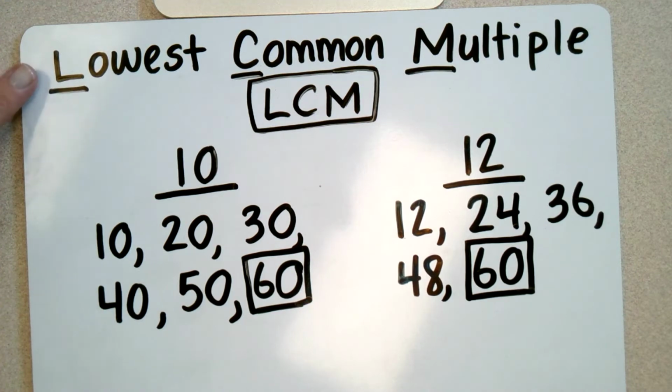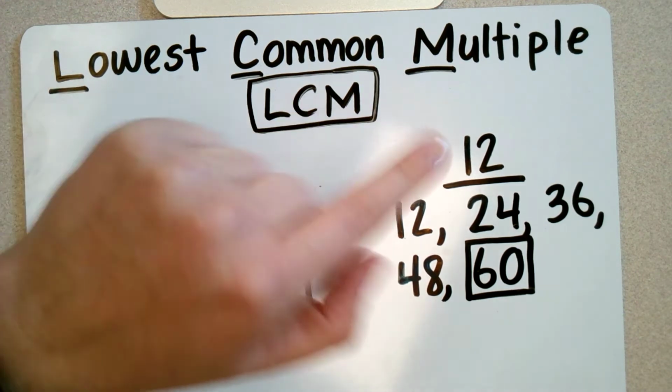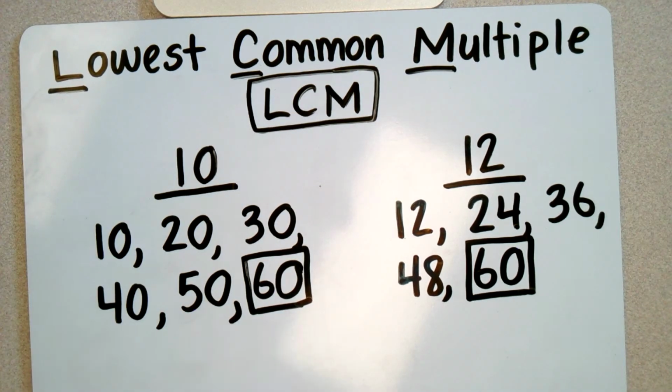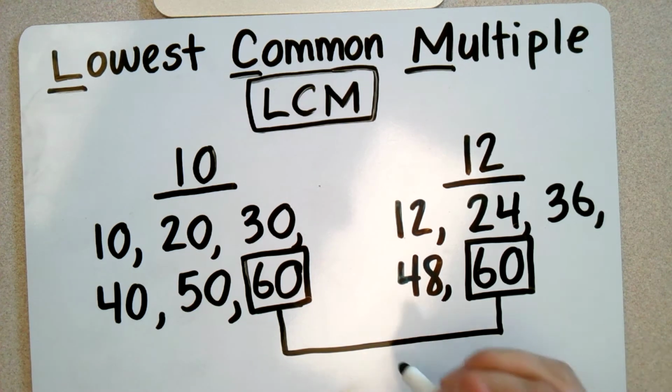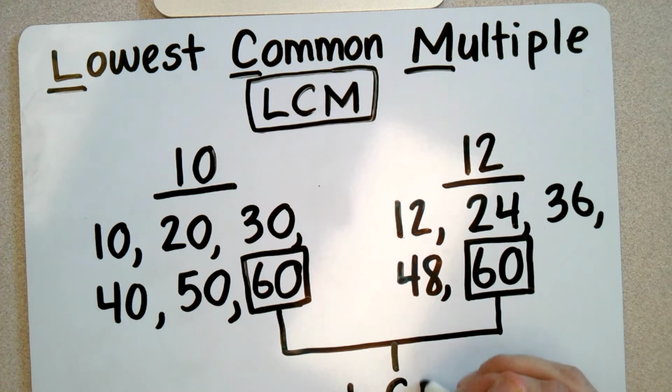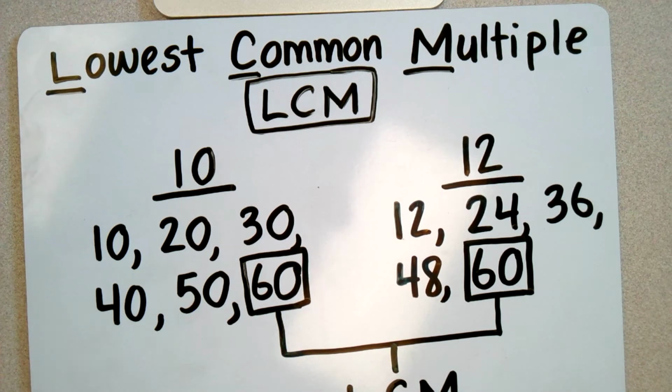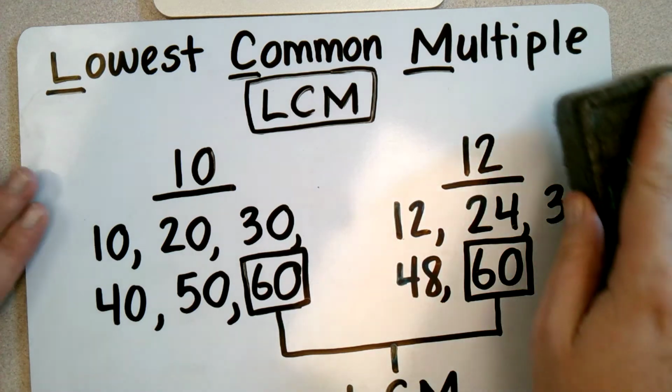Since we're looking for the lowest common multiple, 60 would be my LCM, my lowest common multiple, because this is the lowest number that these two numbers have in common. So the LCM of 10 and 12 is 60. Let's do another example.